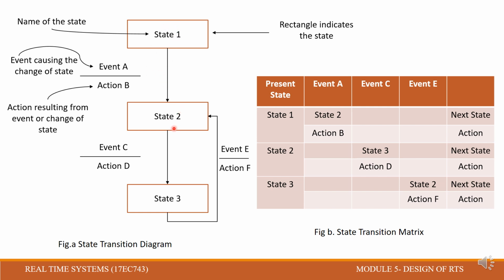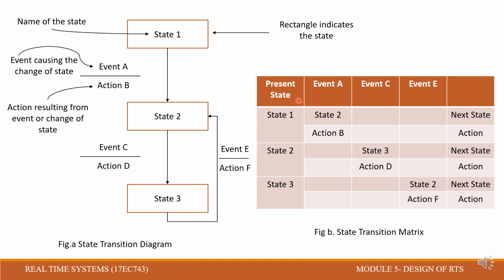For state 1, the next state will be state 2, since the arrow is passing to state 2. For every transition from state 1 to state 2, there should be an event and an action taken. So event A represents the event causing the change of state, and action B is what is initiated in order to change the state. For state 2 to state 3, it is event C by action D, and event E by action F. The same state transition diagram is now written in terms of a matrix.